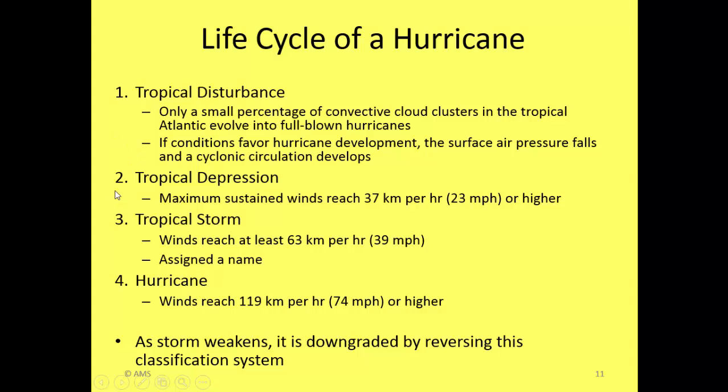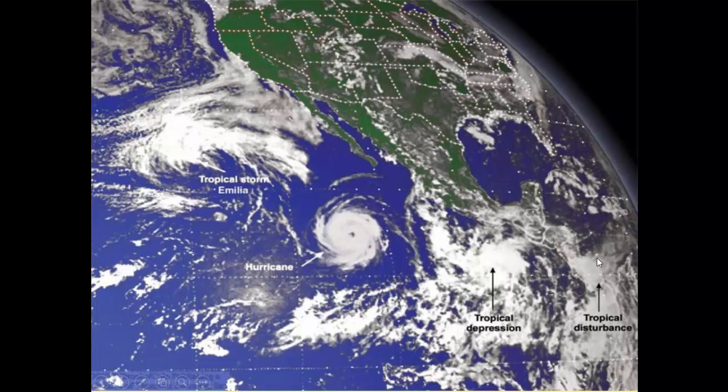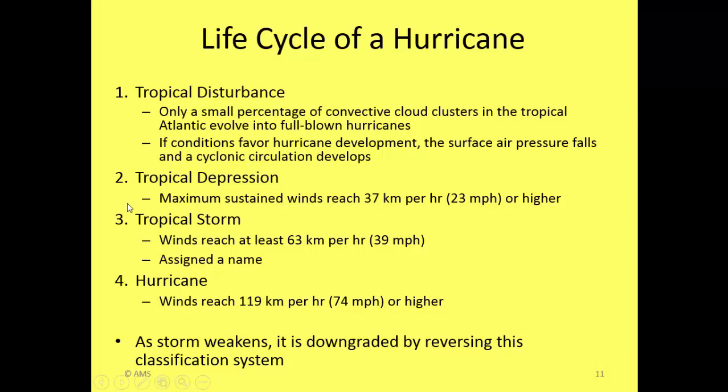Okay, the next step in the progression: if this tropical disturbance gets organized and starts developing a wind speed of 23 miles per hour or higher, we now call it a tropical depression. So we look at our satellite image here. You can see this is much better organized than a tropical disturbance. We're getting some counterclockwise circulation here.